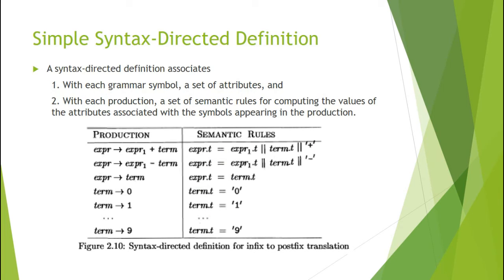So next is simple syntax-directed definition. A syntax-directed definition associates, number 1, with each grammar symbol a set of attributes, and number 2, with each production a set of semantic rules for computing the values of the attributes associated with the symbols appearing in the production. So here is figure 2.10, syntax-directed definition for infix to postfix translation. More of these will be discussed by the succeeding groups along with the construction of syntax trees.